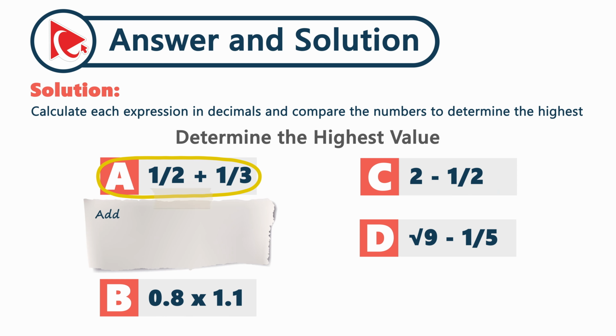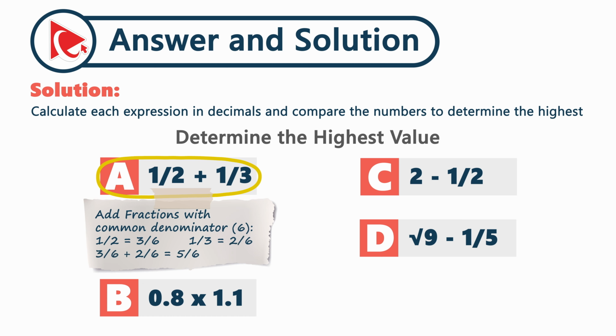To solve this expression, we need to add fractions with common denominator, which is 6. 1/2 equals 3/6, and 1/3 equals 2/6. 3/6 plus 2/6 equals 5/6, which approximately, when converted in decimal, equals 0.83.